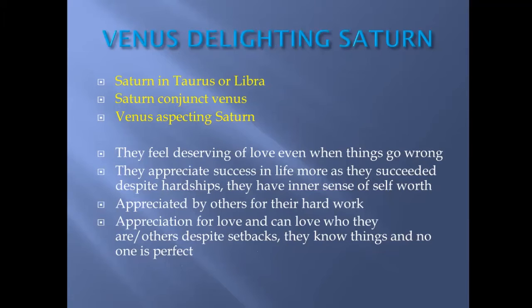So in this Avashta, people will feel deserving of love even when things go wrong. They will appreciate success in life more as they succeed despite hardships. And they will have an inner sense of self-worth. They will also feel appreciated by others for their hard work. And they will have an appreciation for love. They can love who they are, and they can also love others despite setbacks. They actually understand that things are not perfect, and that things actually take hard work in order to work. So they're going to appreciate love that way.